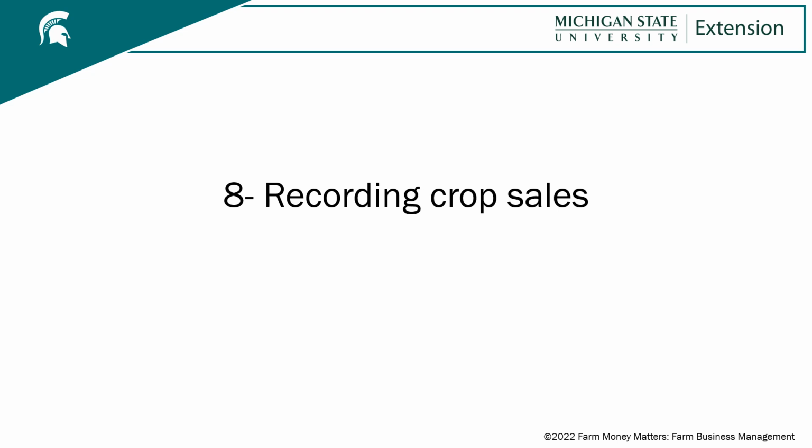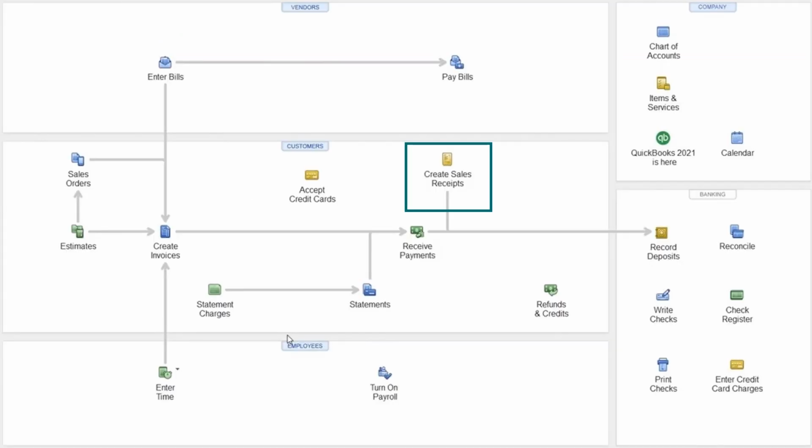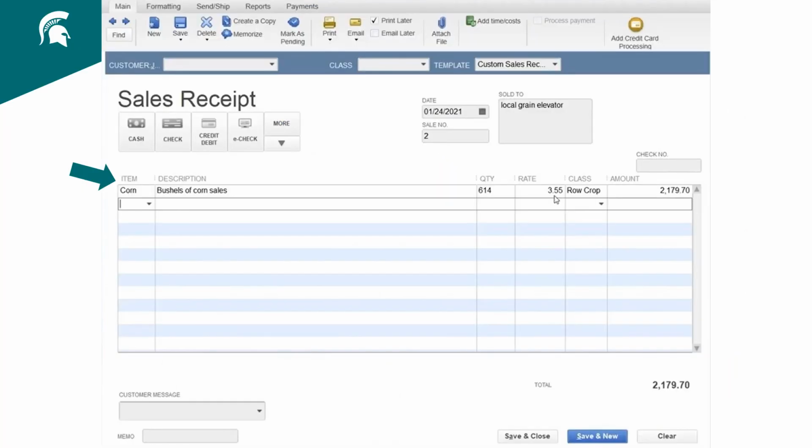So now let's move on to the next entry, recording farm crop sales. This will be a two-step process used to record any sales where you would like to track quantities or keep an inventory. The first step is to create a sales receipt. And let's just walk through it very quickly. In this example, we're going to sell corn. So we'll pick corn from the item dropdown.